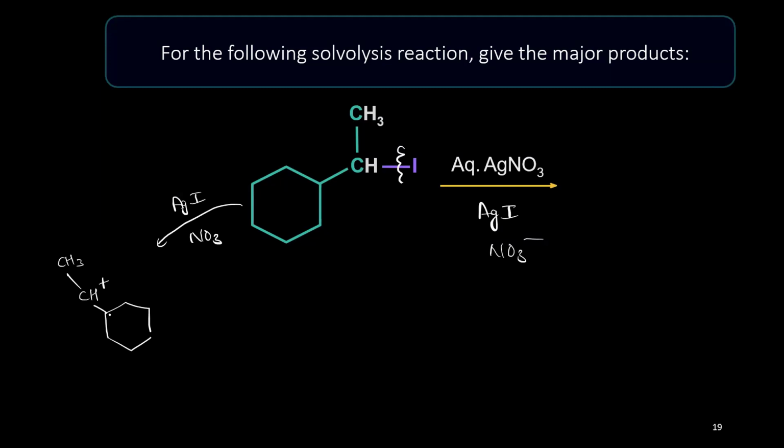Guys, this carbon is attached to two different carbons. So this will be our secondary carbocation. Just think: how many carbons is it attached to? It is attached to two carbons. So it's a secondary carbocation. So we know secondary carbocation is not much favorable. It wants to turn into tertiary. So what happens here? Either the methyl shift will happen or the hydride shift will happen.